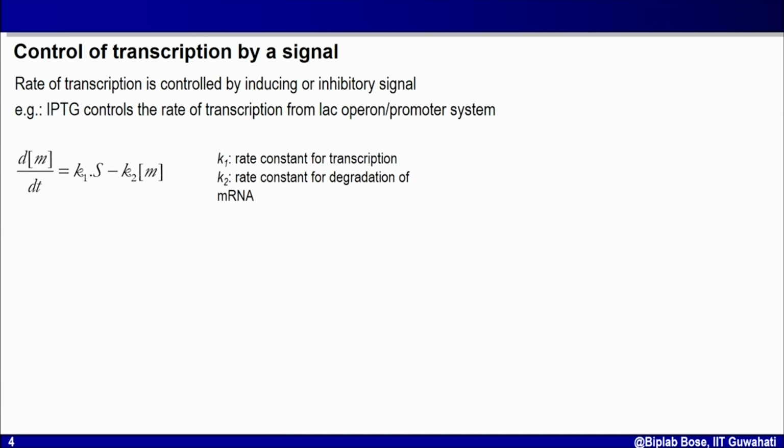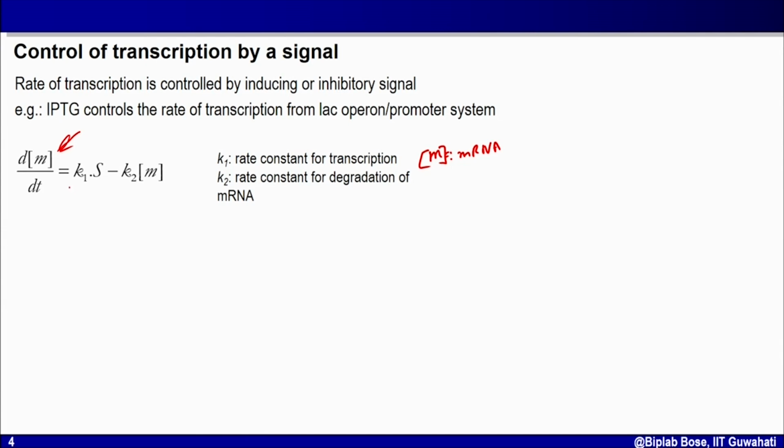So I can write a simple ODE the way I have shown here. dM/dt is equal to, where M is the concentration of the mRNA. So the rate of change of concentration of mRNA is equal to K1 into S. K1 is the rate constant for transcription. S is the signal, for example, concentration of IPTG added to the culture. Minus K2 into M. K2 is the rate constant for degradation. M is the concentration of free mRNA. So this is the first order degradation.